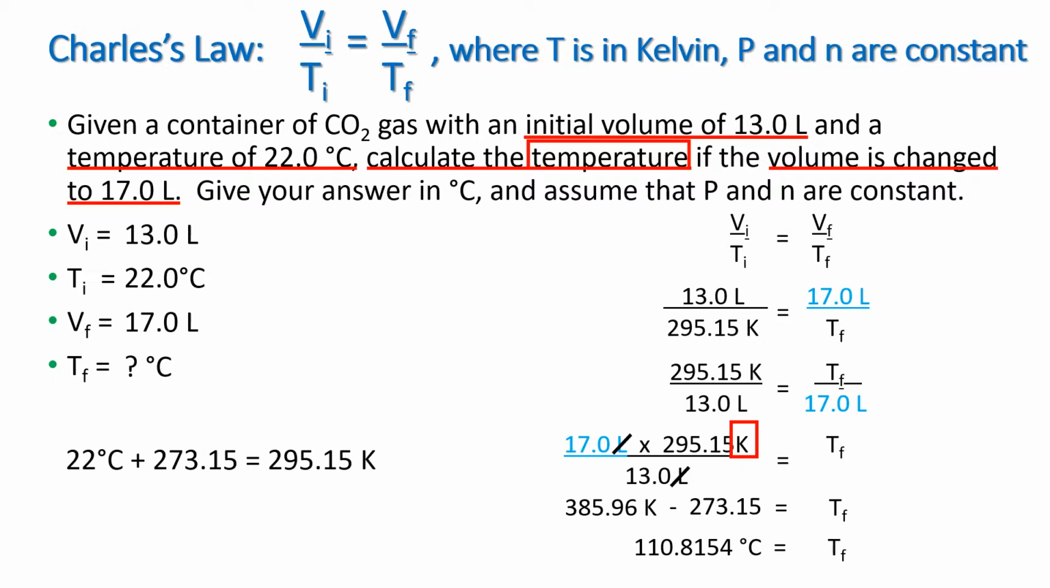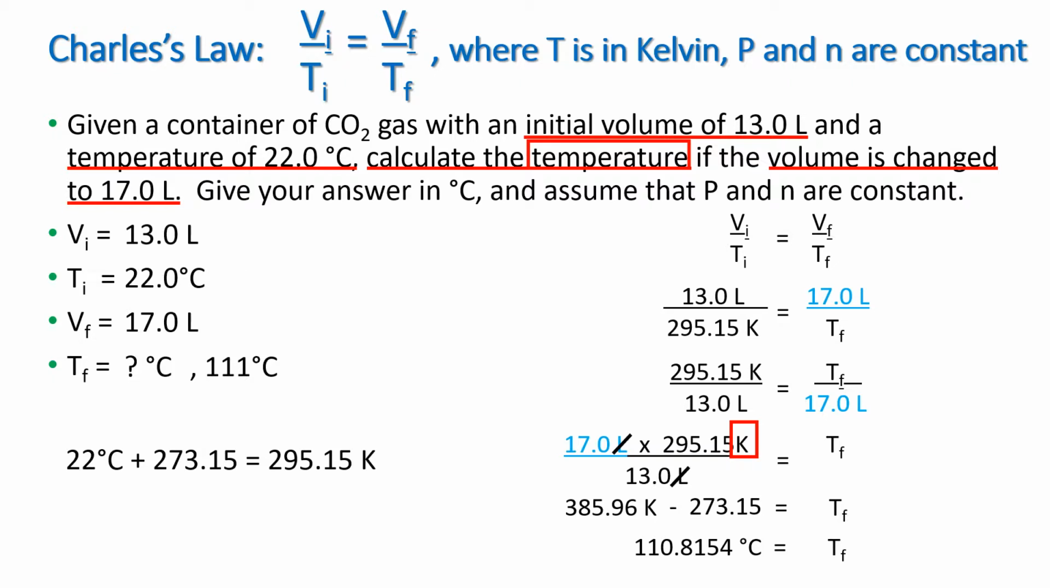Now, if we take a look back through our given values, we see that all of our values have 3 significant figures, so our answer must also have 3 significant figures. And since I'm at the bottom of the slide and don't have any room to add anything else, I'm going to put my answer next to the variable, which is T sub f, and our final answer is 111 degrees Celsius.